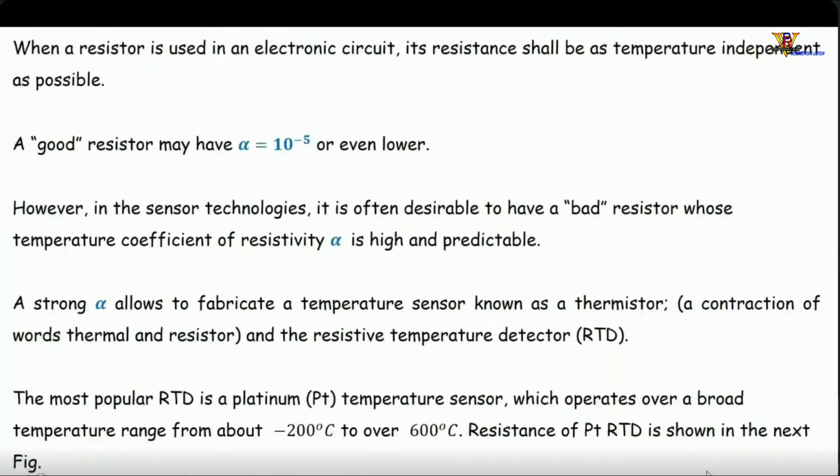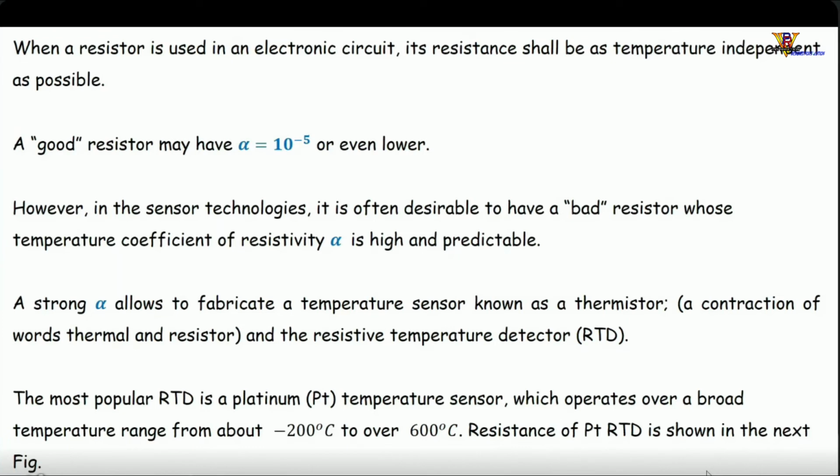So as I said, when the resistor is used in electronic circuits, the alpha must be very, very low. It should always be close to zero. Then that resistor will be termed a good resistor, and we can use that type of resistor in electronic circuits. So alpha is zero means the resistivity of the material will not depend on the temperature; it will remain constant.